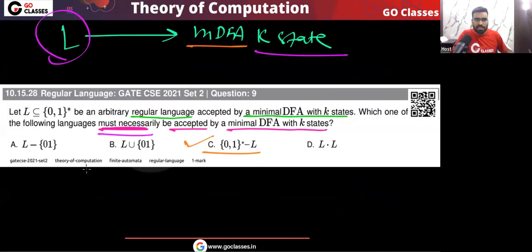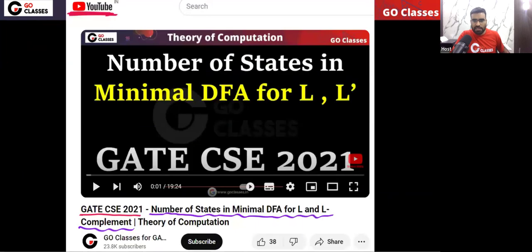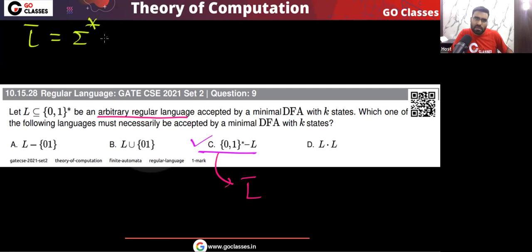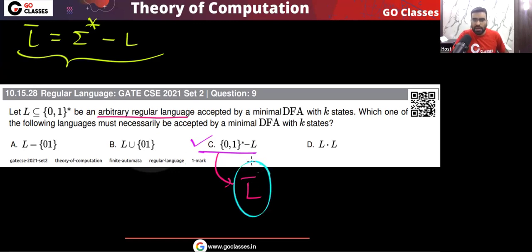Now, let's see the counter examples for the remaining options. We already know the answer will be option C. Remember, L can be any arbitrary regular language. If L has K states in the minimal DFA, then L complement, because option C is L complement, which is sigma star minus L. I told you that for any regular language, the number of states in the minimal DFA for L and L complement is always the same.